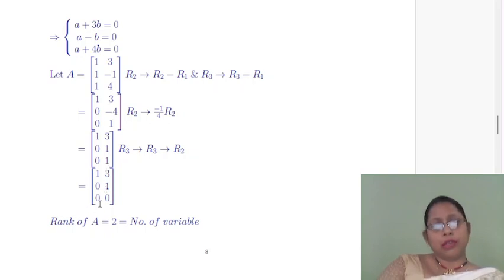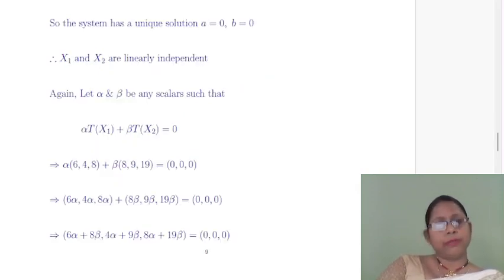Then, with proper row transformations, make all the elements below this 0. Finally, after calculation, I have found that the rank of matrix A is equal to 2, which is equal to the number of variables. I have not shown the calculation, as you have already studied the method of solving homogeneous linear equations in your first semester. So I am leaving this for your own practice. If you have any problem, you can discuss it with me.